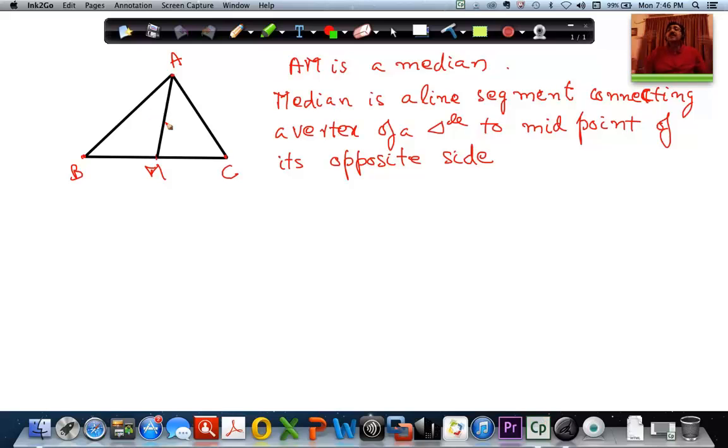And all these medians will intersect at one point. That point is called the centroid of a triangle. You will learn that later, right? So don't worry about that. So AM is a median.